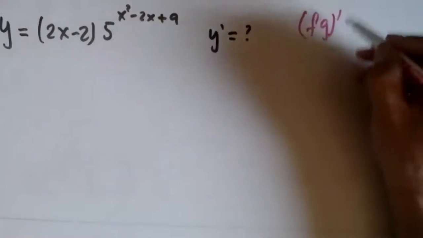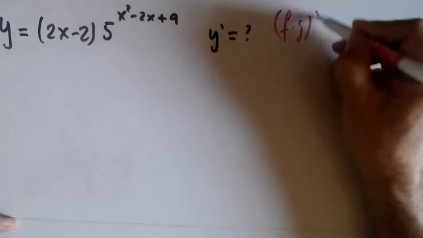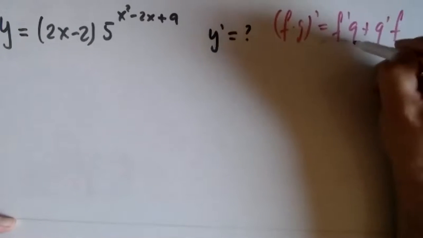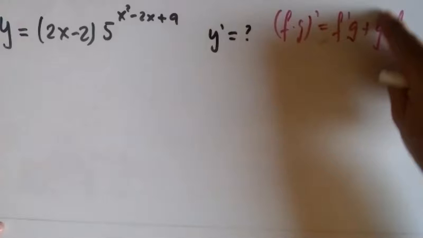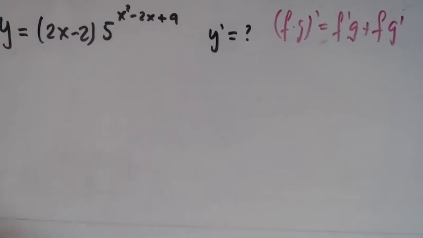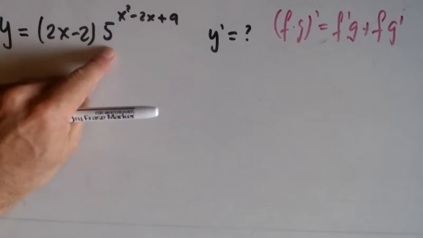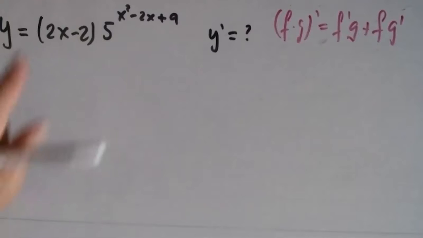the derivative of a product. Let me put here f g prime. This is f prime g plus g prime f, right? So we use this formula, f g prime. We don't want to change the order. So we have to take the derivative of this times this, plus this times the derivative of this, correct?